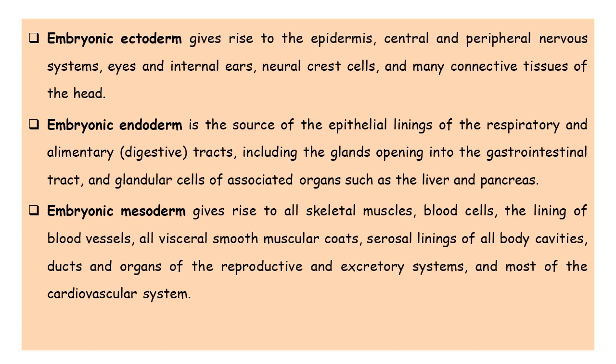Embryonic ectoderm will give rise to the epidermis, central and peripheral nervous system, and parts of the eyes and internal ears. Embryonic endoderm is going to form the various epithelial linings of the respiratory and digestive systems. They will form certain glands and associated structures of the digestive system, like liver and pancreas. Embryonic mesoderm is going to form the skeletal system, muscle, blood cells, lining of the blood vessels, smooth muscular coats, different serosal linings of all the body cavities, and many more organs.